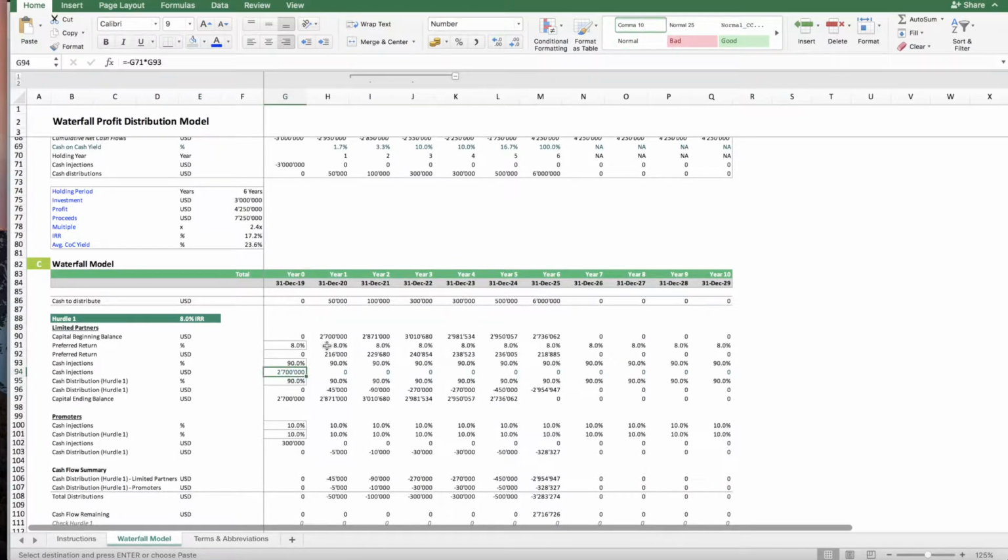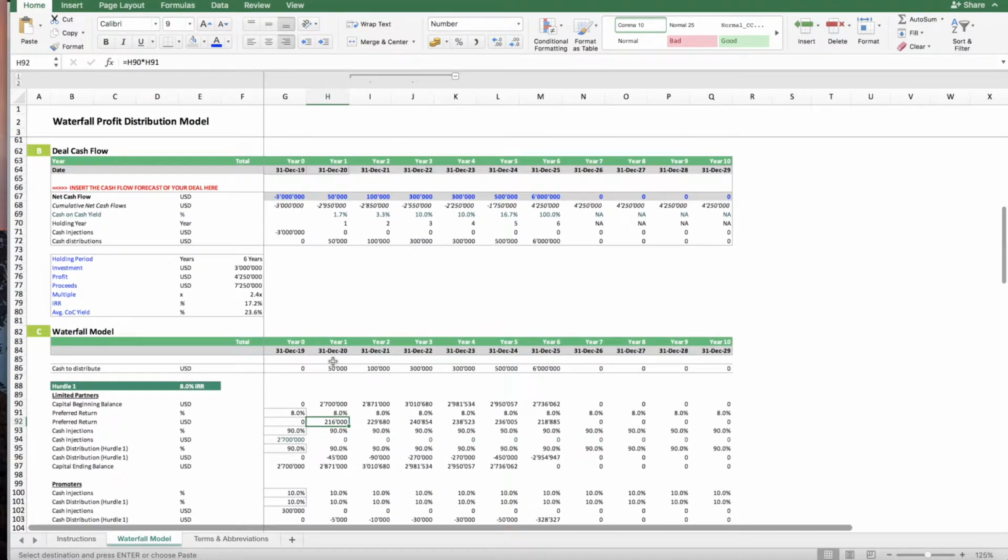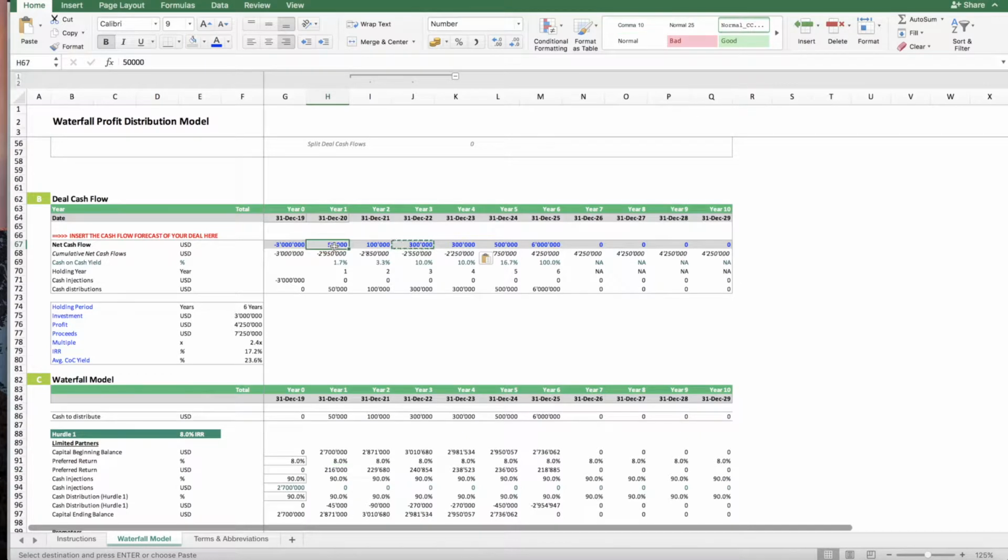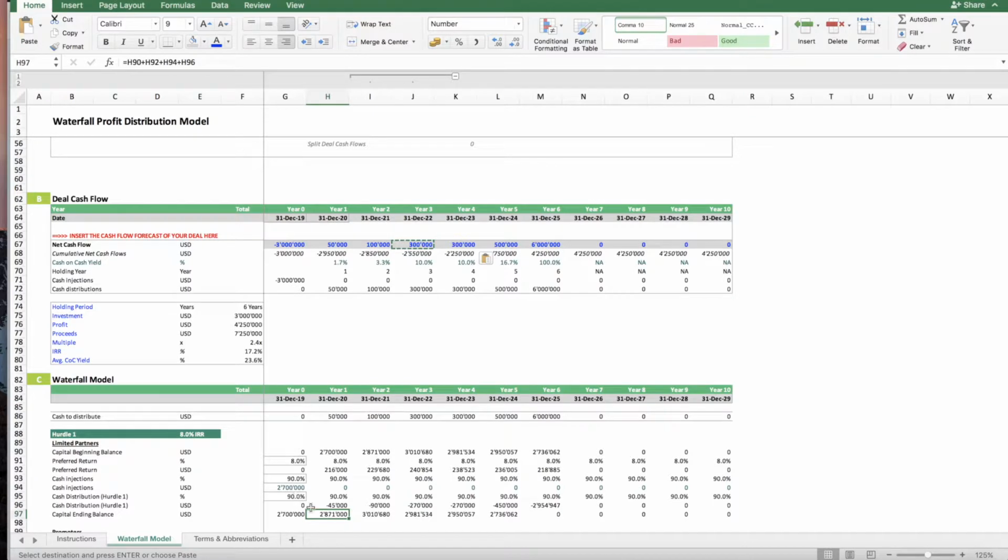And what they need to achieve is an 8% preferred return. This means they have to get a profit of 216 thousand. In the first year there's not enough cash flow available to pay that, so we pay what we can. We just pay 90% of this 50,000, but this also means that the ending balance goes up, so we need a bit more. We need the other years to make up for that. And this basically goes on.